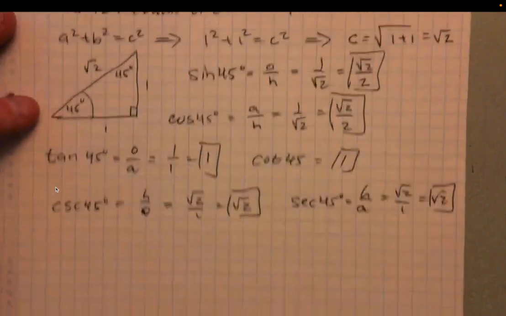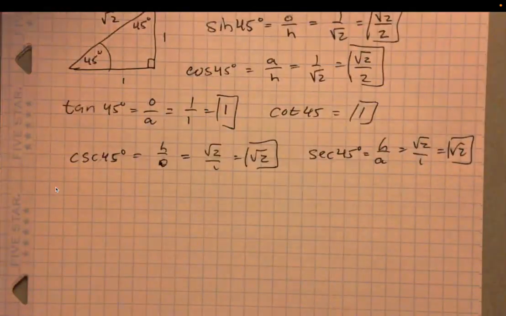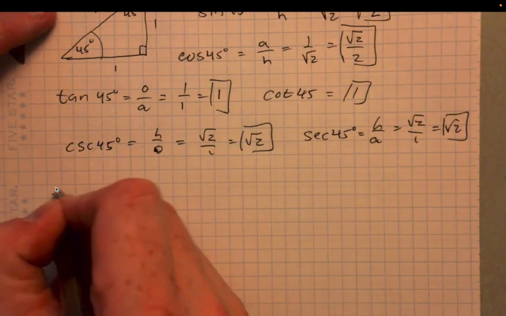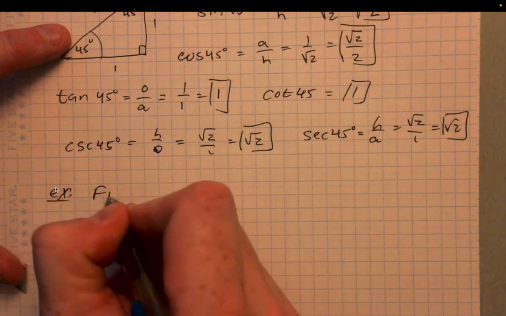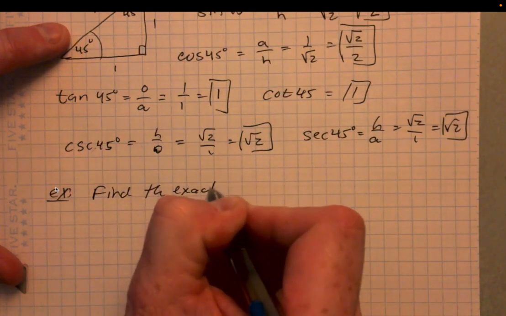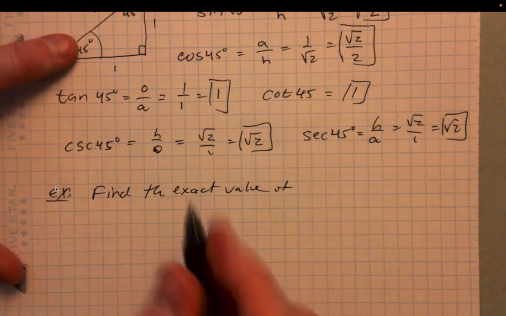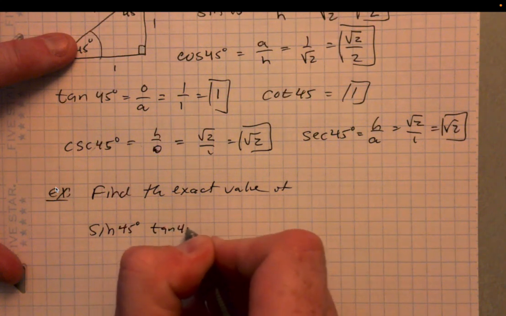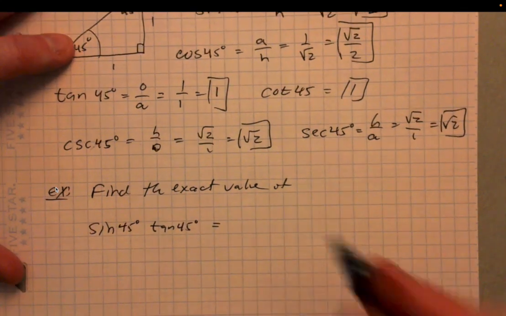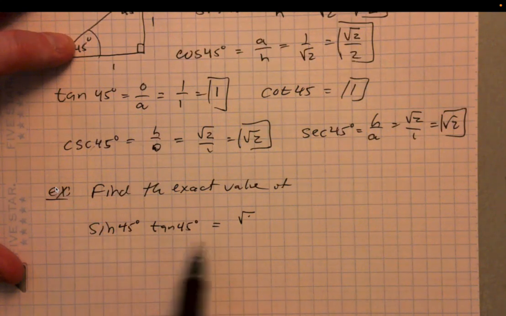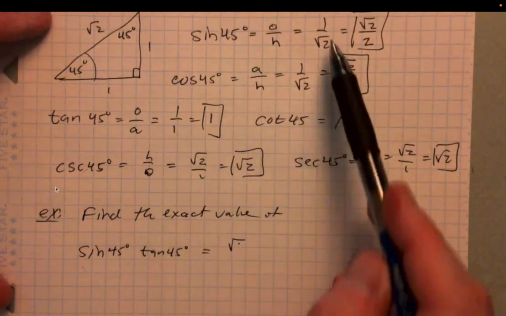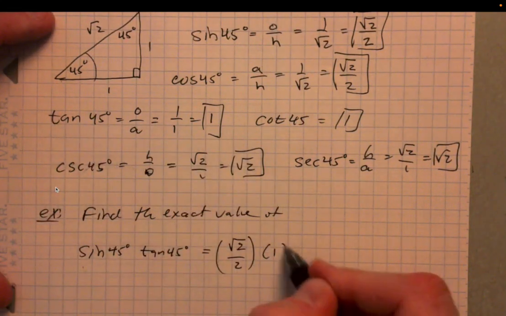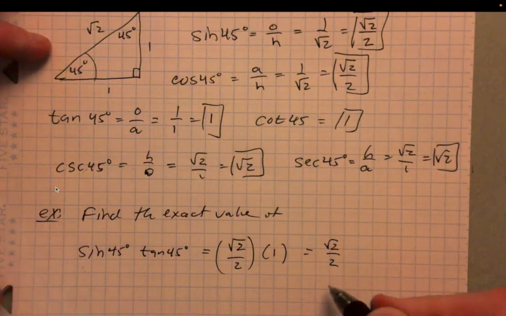Okay. Now, once we know exact values, we can do more interesting kinds of problems. So, for example, we can find the exact value of the sine of 45 degrees times the tangent of 45 degrees. Well, we just found these values, didn't we? So the sine of 45 degrees is square root of 2 over 2. The tangent of 45 degrees is 1. And so this product is just square root of 2 over 2.